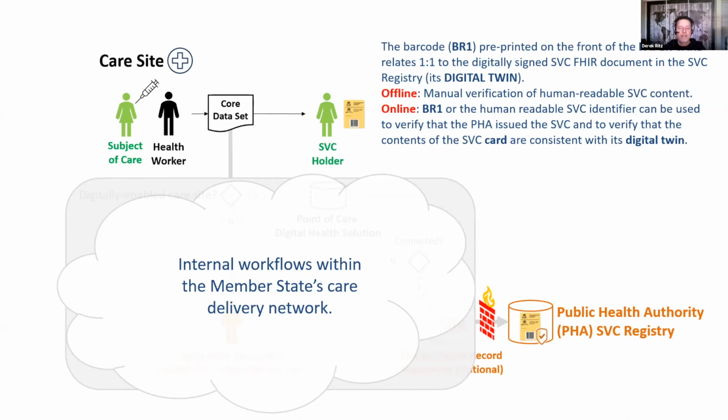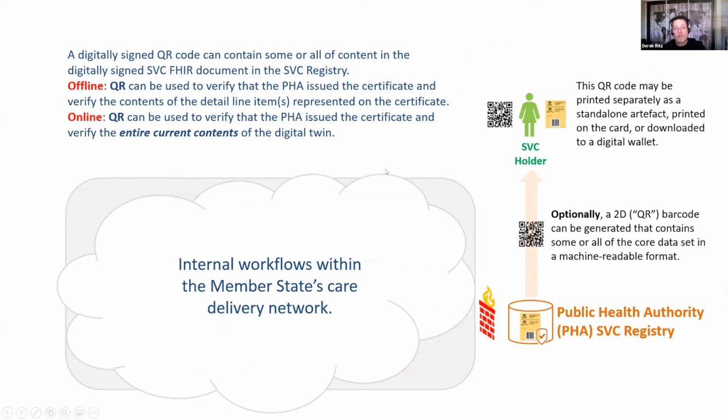And once the content has been persisted and is available through an SVC registry service, there is the opportunity to do online verification that the content on the paper card can be verified against its digital twin. Now, of course, once you have that information in an electronic format, you can also persist it into a 2D barcode, for example. And this 2D barcode can be digitally signed by the public health authority. And that gives us now an opportunity for offline verification of that content, and also online verification that a QR code, for example, has not gone stale.